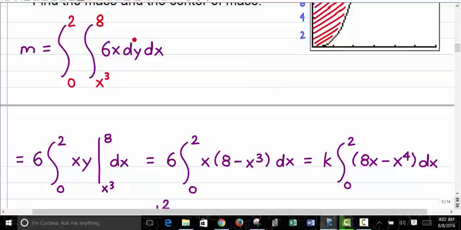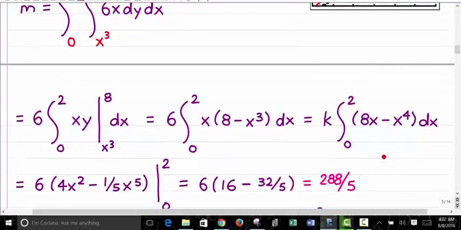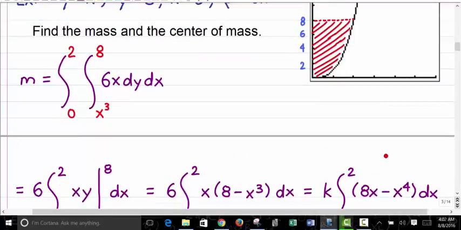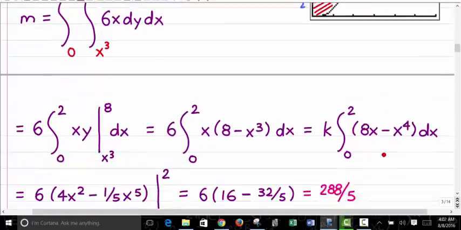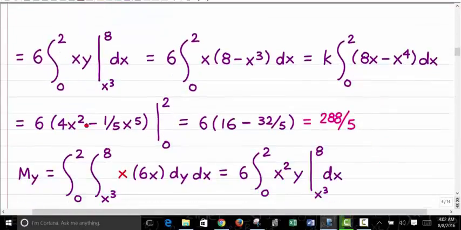Oh well. So I brought the 6 out, so the antiderivative of dy will just be y. You have an 8 minus an x cubed with that x there, so you'd want to distribute this before you took the antiderivative. So you have 8x minus x to the 4th, and two easy power rules there with the 6 still sitting there. So we get 288 divided by 5 as the mass.